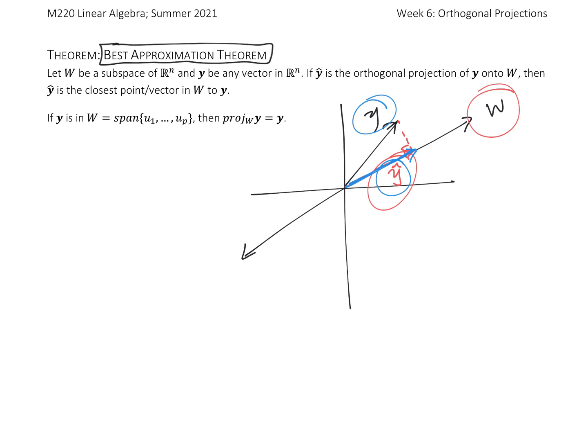Kind of makes sense. This last one says that if y is in W, so here's a different y, y2, and it's already in my W, then if I try to project this, I can't go anywhere. I'm already in that subspace, so there is no projection, which means that our y hat is equal to y, which means that our z, our perpendicular vector, is the 0 vector, so it's trivial.